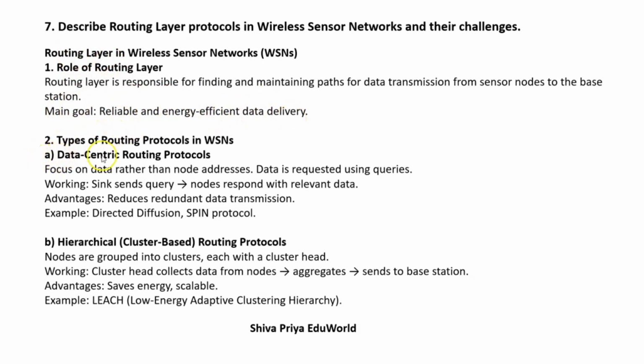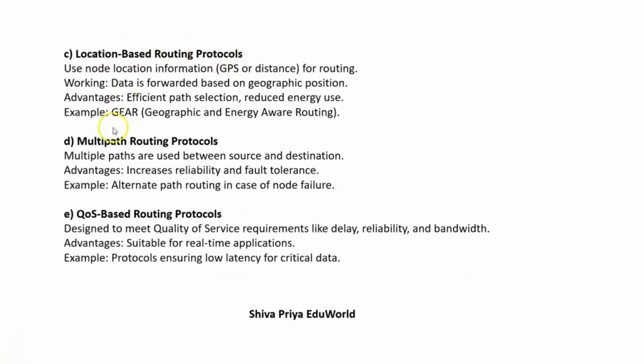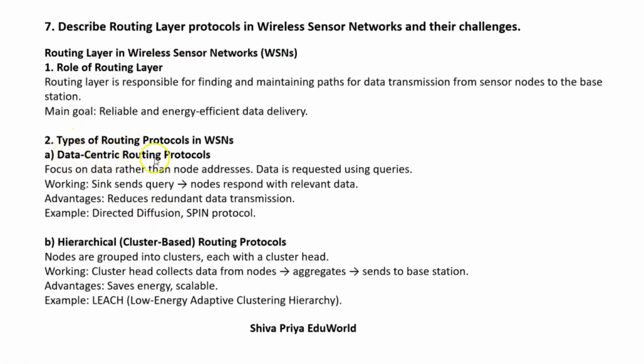Here the types we have: data centric routing protocol, hierarchical, location based routing protocol, multipath routing, and QoS based routing protocol. Data centric routing protocol focuses on the data rather than the node's address. It focuses on the data only, and data is requested using queries. How it works: the sink sends the queries and nodes respond with the relevant data. The advantage is it will reduce the redundant data transmission. For example, directed diffusion and SPIN protocol.